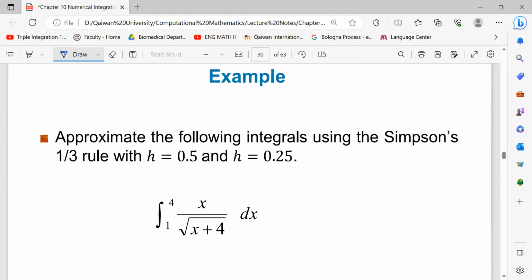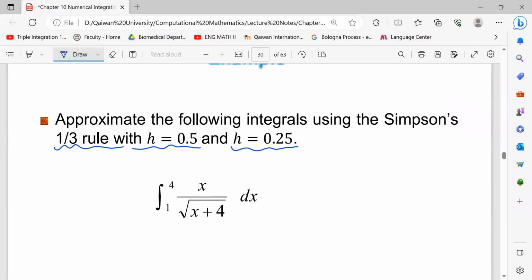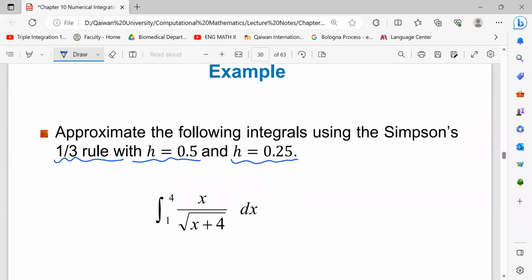Look at this example. It says approximate the following integrals using Simpson's 1/3 rule with h to be 0.5 and h to be 0.25. So we need to use Simpson's 1/3. In Simpson's 1/3, we said first, last, 2 times the even ones and 4 times the odd ones. That means we have 3 types. We make it into 3 categories: first and last, odd ones, and even ones. Okay?